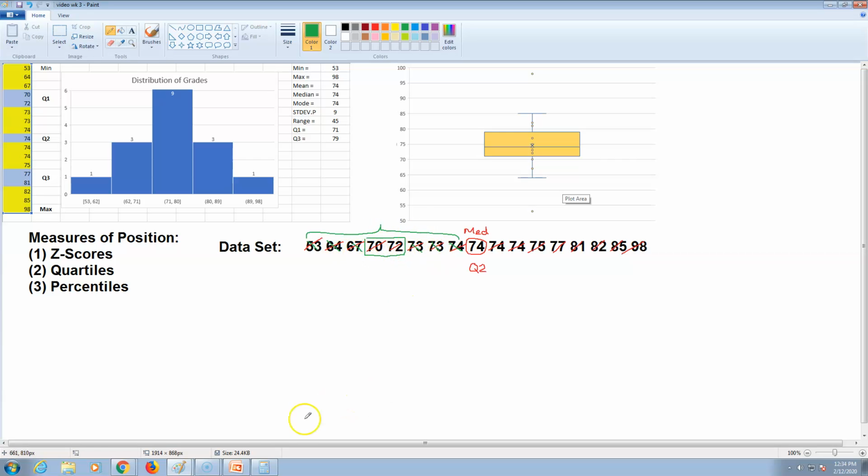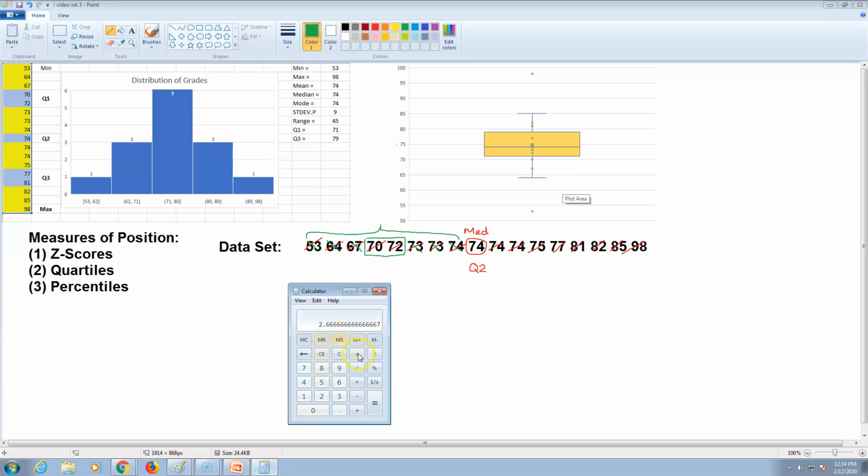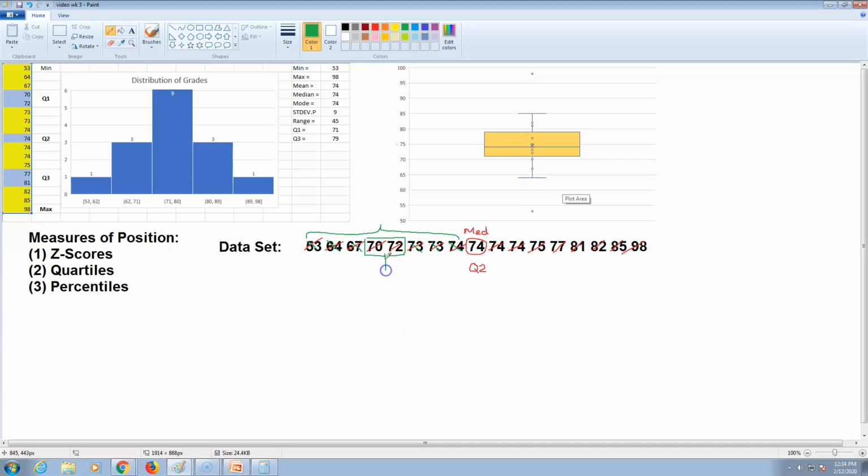So I need to find the middle of my first half, but I don't have one number in the middle. So what do we do here? We're going to take those 2 numbers, 70 and 72, add them, and divide by 2. And you can see that I got 71. So 71, right there in between 70 and 72, is my quartile 1, my first quartile.